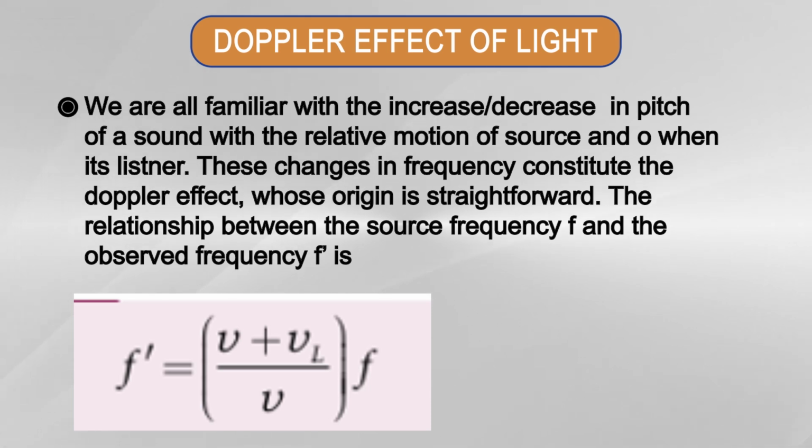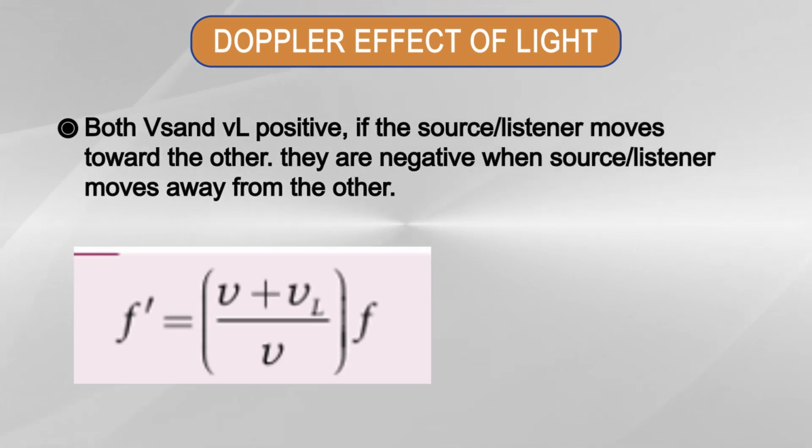formula, that is f prime is equivalent to v plus vl by v minus vs multiplied by the original frequency f. And here vs and vl are positive if the source and listener move towards each other, and they are negative when the source or listener is moving away from each other. So, this is the uniform formula. You can use this for every case by taking special conditions.